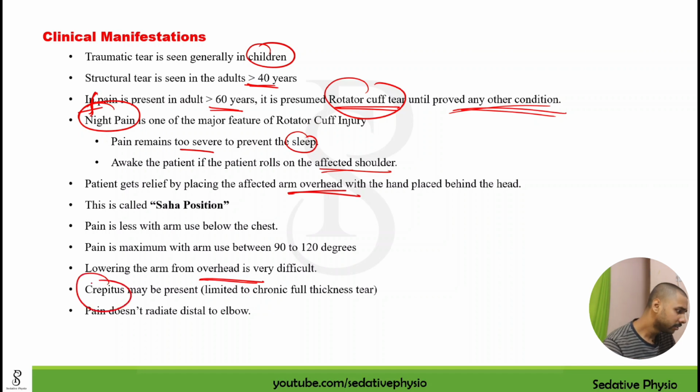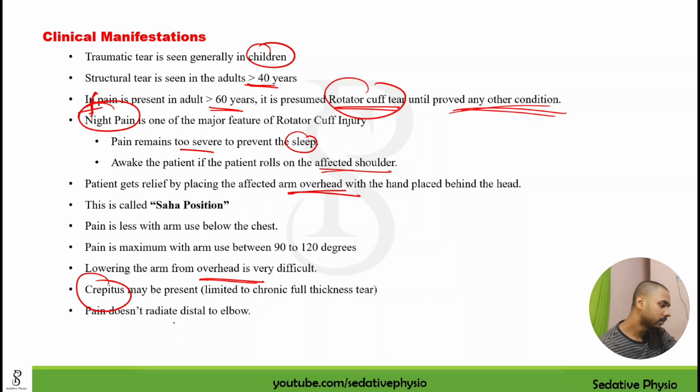Now, crepitation sound may be present, but only in the chronic full thickness tear, right? So during the assessment you can keep these points in mind: if there is any crepitation, there must be a chronic condition or there are chances of a full thickness tear, right?